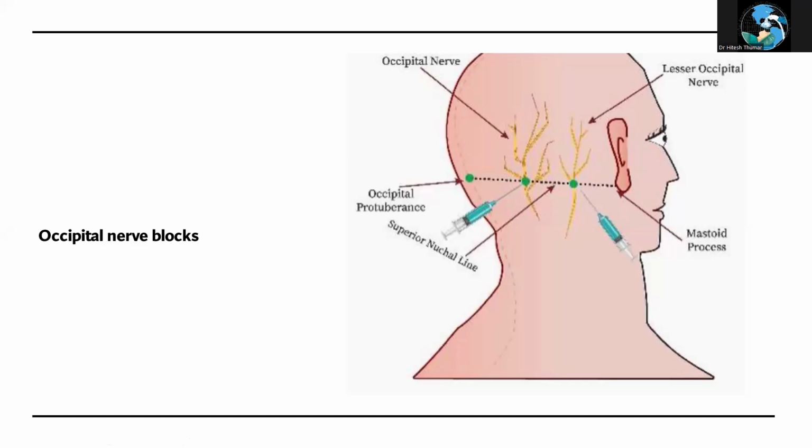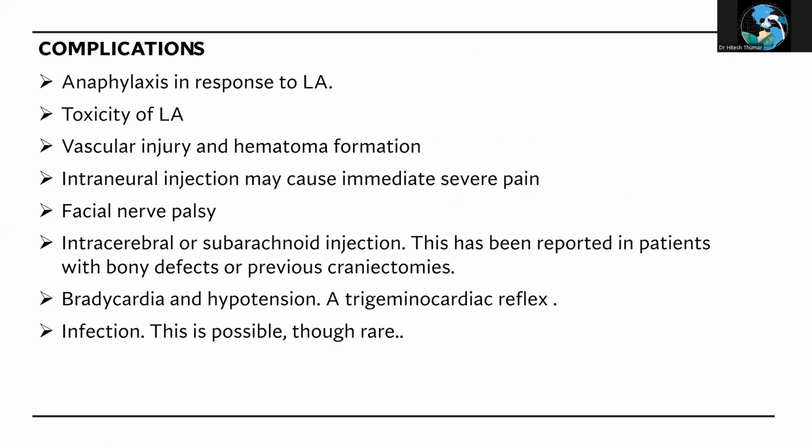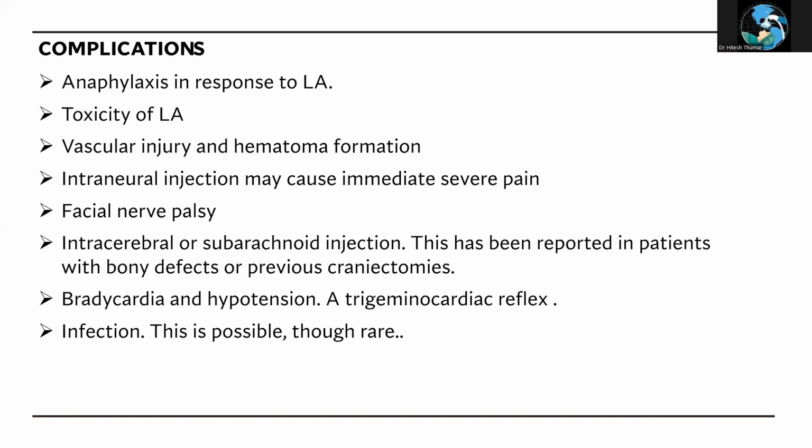Another thing is the great auricular nerve. Sometimes we must anesthetize the great auricular nerve also. The posterior branches of the great auricular nerve must be blocked. This is the largest branch of the cervical plexus. It can be blocked at the mastoid process. You hit the mastoid process and deposit 2 to 3 ml subcutaneously. You can easily block the great auricular nerve.